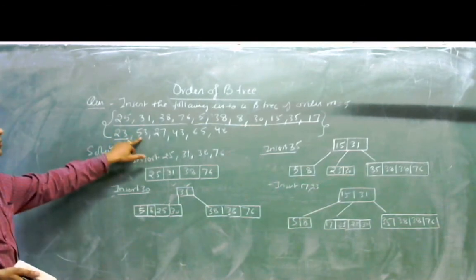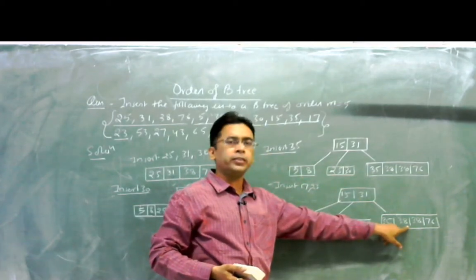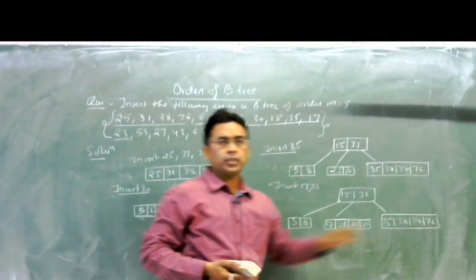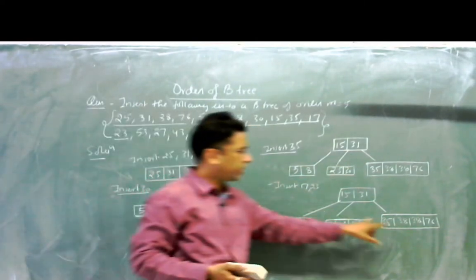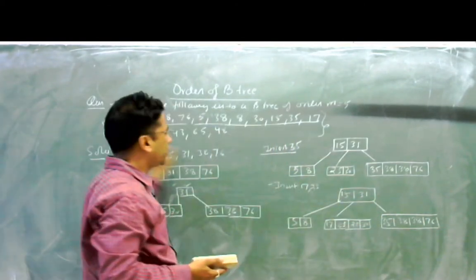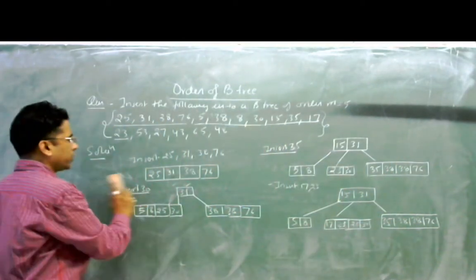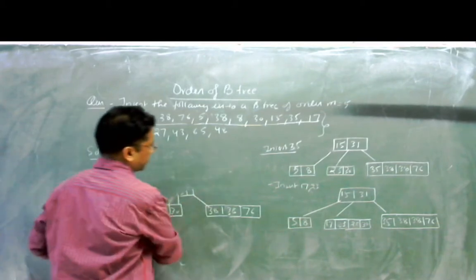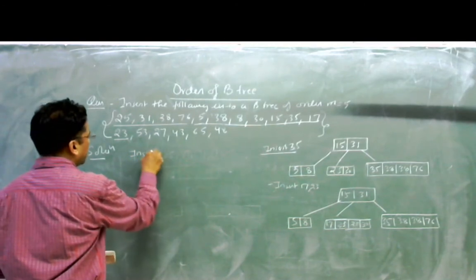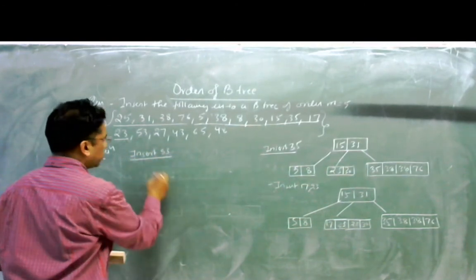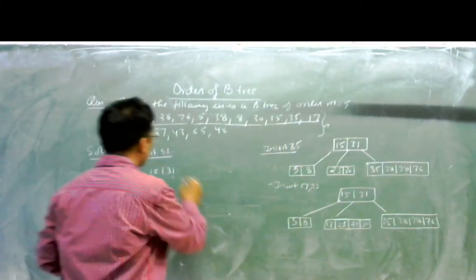Now the next element is 53. The 53 will try to take place at this node, but this node is at maximum capacity, so this will split. For splitting, we shall assume that the 53 is inside the node, and the median node will become the root node. So after inserting 53, 15, 31, 53, 38 will become the root node.